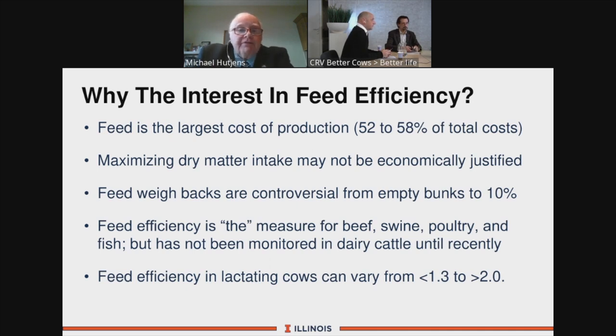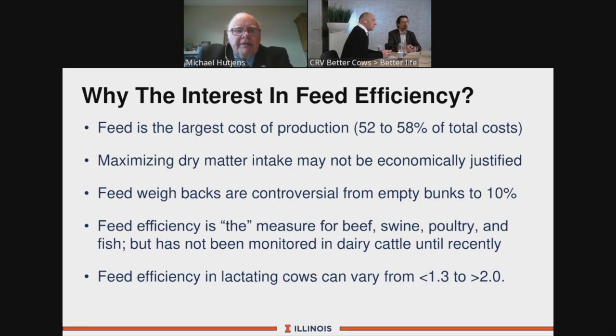Another aspect of feed efficiency is weigh-backs, and we can discuss that in the Q&A period, but certainly that's an important aspect. Should you feed an empty bunk? I say no, I would not recommend that. But then again, would I have 5 or 8% overfeeding? I wouldn't do that either because of economics.